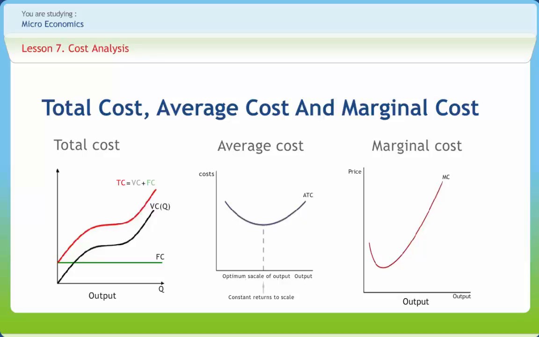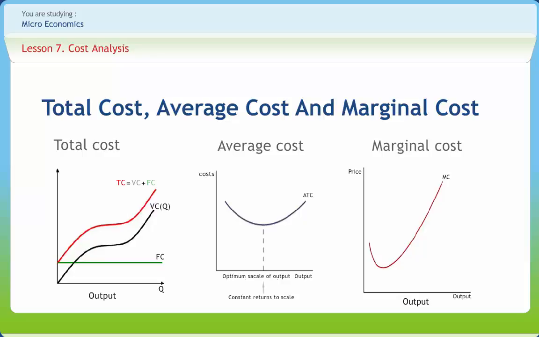Now the turn comes for average cost. Average cost is equal to total cost divided by the number of goods produced, the output quantity Q. It is also equal to the sum of average variable costs, total variable costs divided by Q, plus average fixed costs, total fixed costs divided by Q. Average costs affect the supply curve and are a fundamental component of supply and demand.